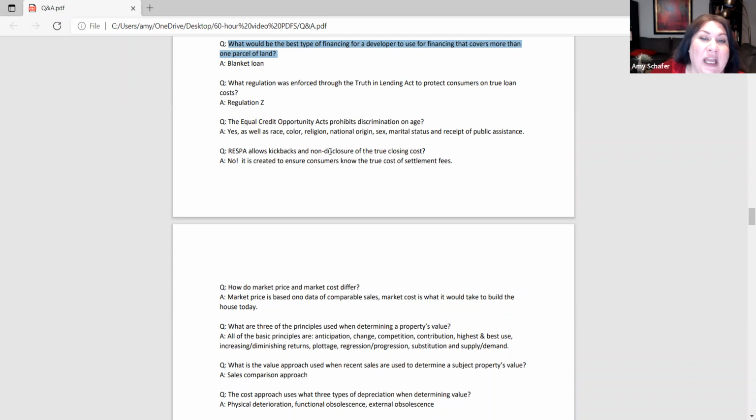RESPA, does it allow kickbacks and non-disclosure of true closing costs? No, that is their whole point. The consumer has got to know the true cost of obtaining credit, and the lender cannot give a referral fee to the agent. That is known as a kickback. And it's a big no-no, big no-no.